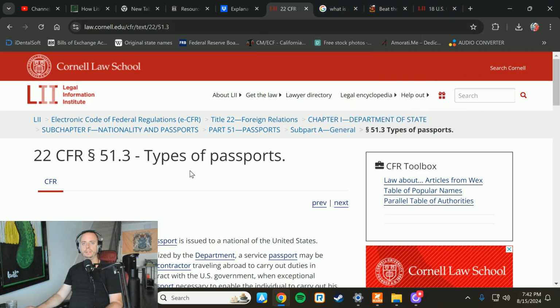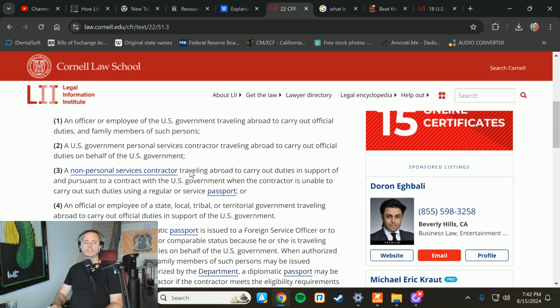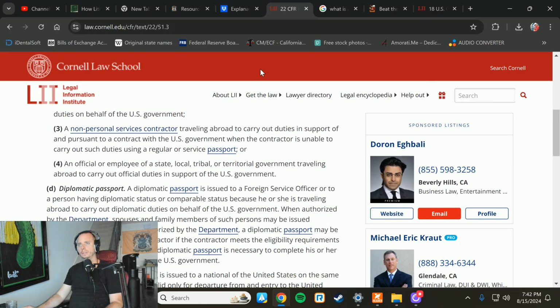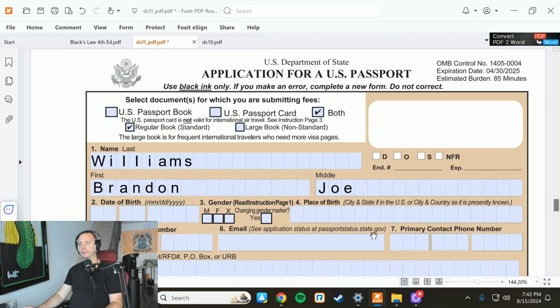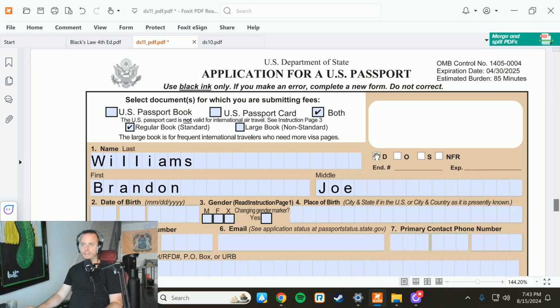22 CFR 51.3, types of passports: service, official, diplomatic. They were talking about no fee regular up top of the passport. D for diplomatic, O for official, S for service, NFR for no fee regular. They're asking you, what kind of special passport would you like?